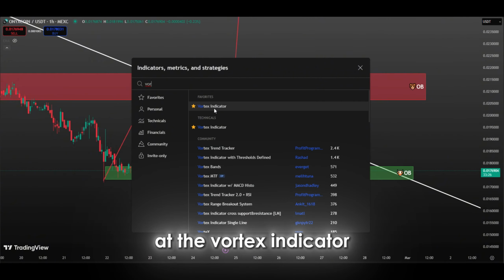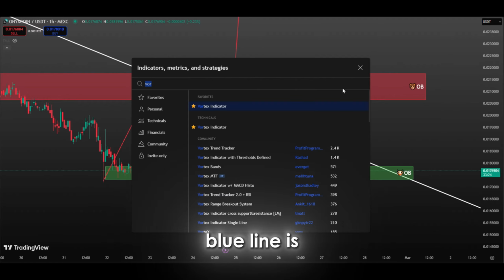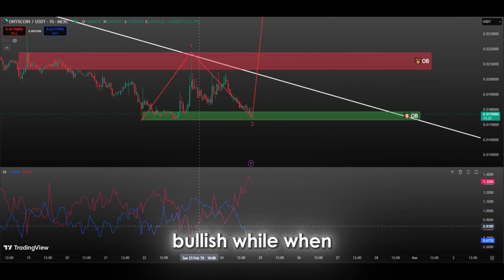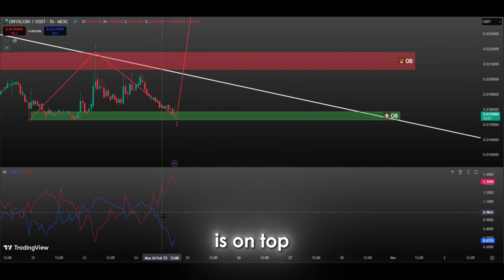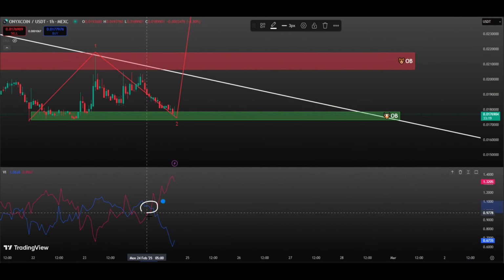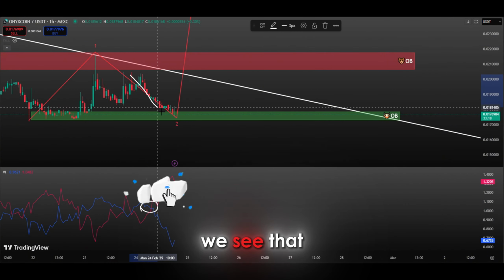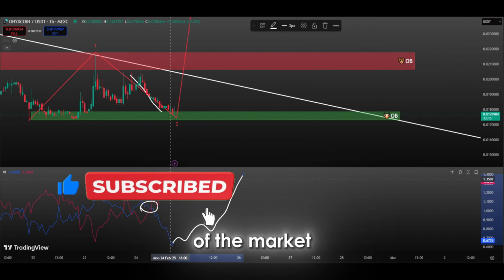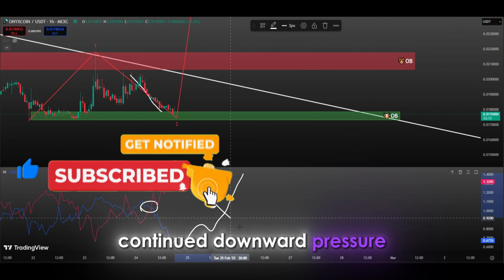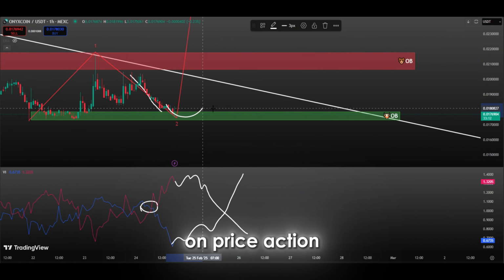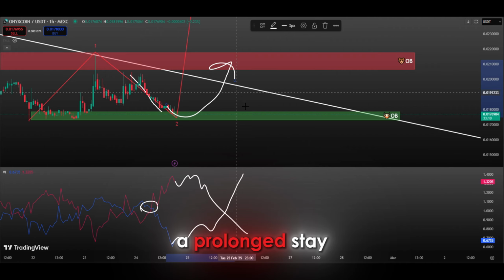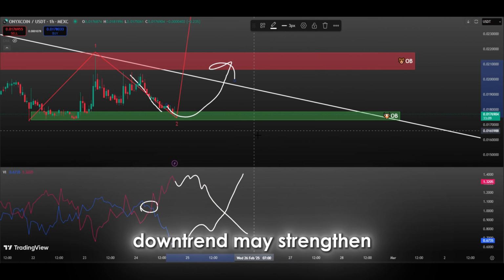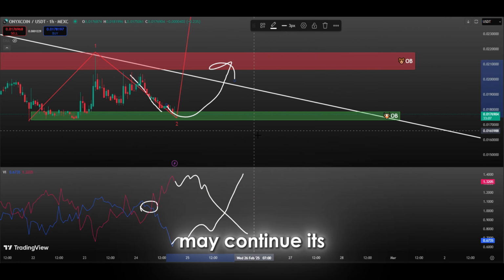When we look at the vortex indicator, it is known that when the blue line is on top, the market is bullish, while when the red line is on top, bearish pressure prevails. In the current situation, we see that the red line is at the top, indicating that sellers are in control of the market. This indicates continued downward pressure on price action. A prolonged stay above the red line indicates that the downtrend may strengthen and the price may continue its downward movement. But if the blue line moves to the upper side, the uptrend comes.